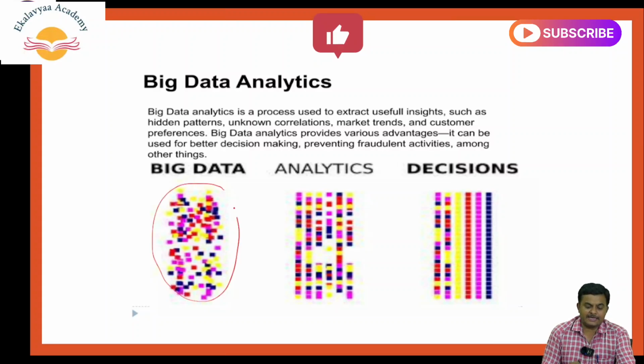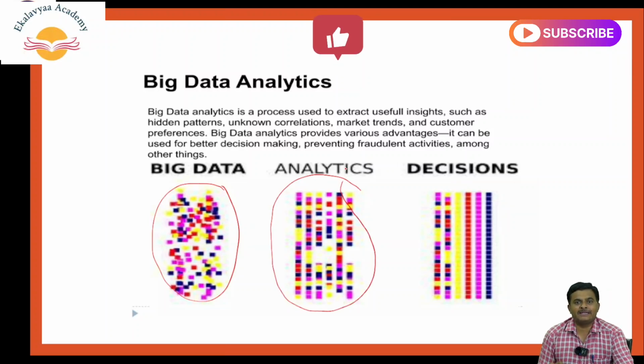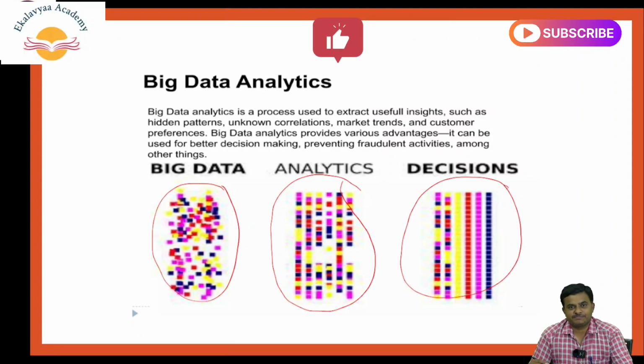So this is scattered data, and based on that scattered data, we can retrieve some analytics information, which helps us make useful decisions. So big data's main application is effective business. Wherever businesses are there, big data is being used effectively.